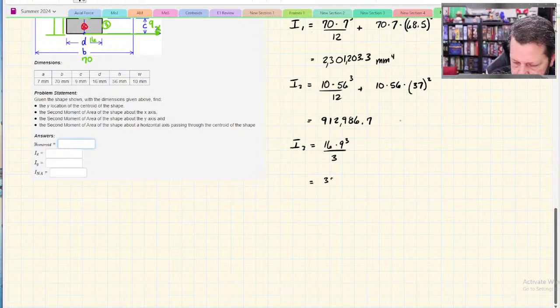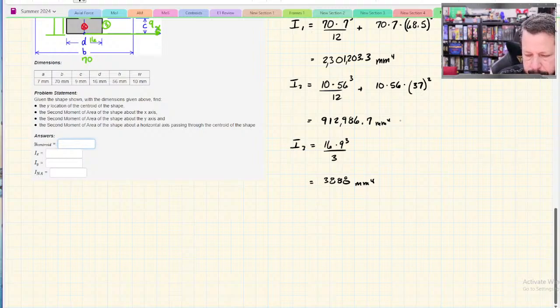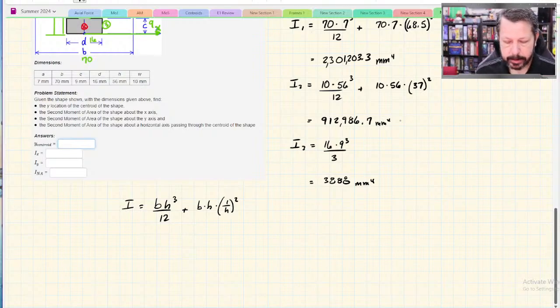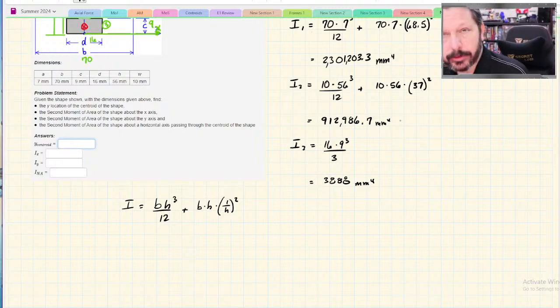So 3888. These are all millimeters to the fourth. For instance, if we did I equals bh cubed over 12 plus area, bh, times y squared, which would be half of h, that equation, if you simplify it, you end up with bh cubed over 3.